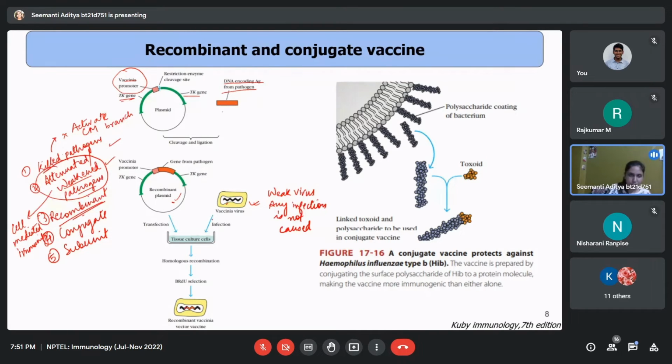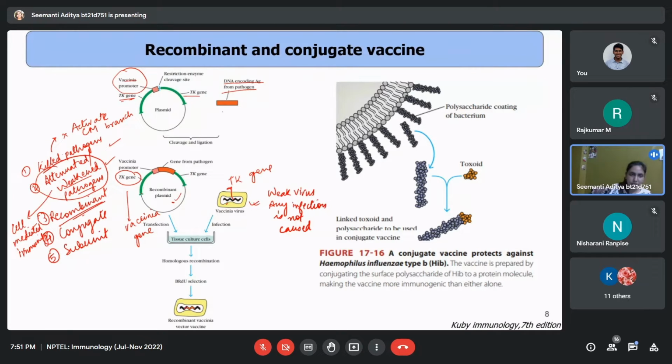Why are we transfecting both of these? Because we have a TK gene. This is a viral vaccinia gene itself. The TK gene is also present in this virus because it's a wild type virus. And what happens when you put both of them together in the tissue culture cell? This virus will replicate inside the cells. It is not going to cause any infection though.